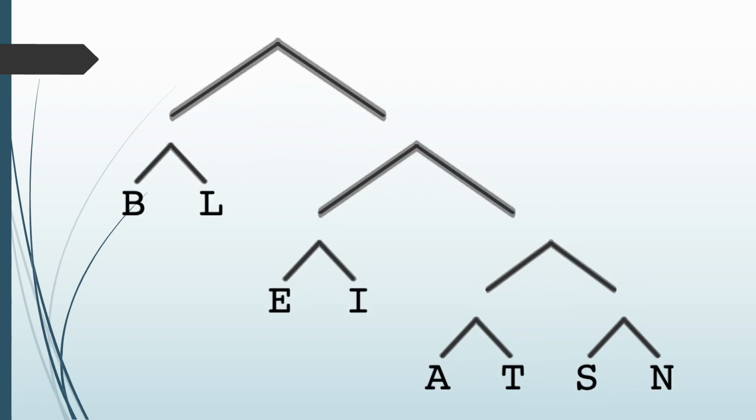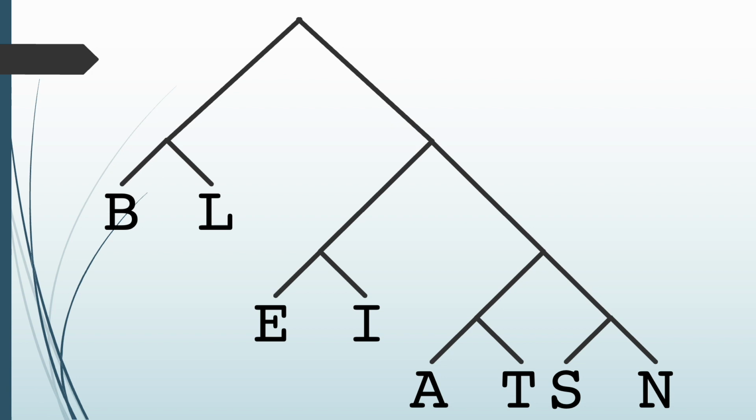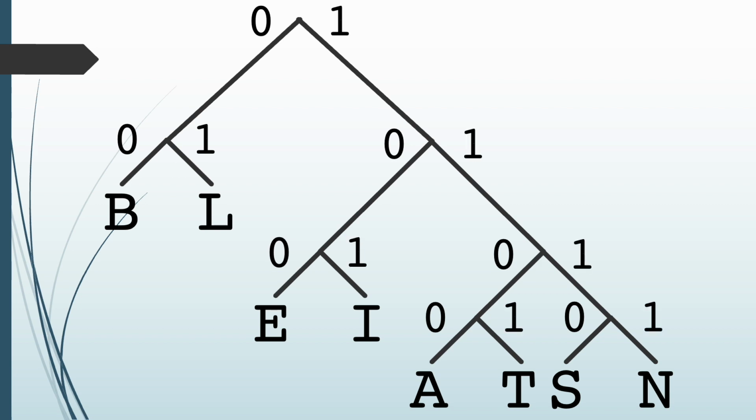To finish up making the Huffman tree, all you need to do is to remove all the probability from the diagram. Put 0s to all left branches and 1s to all right branches. There you have it. How to make a Huffman tree using Shannon Fano approach.